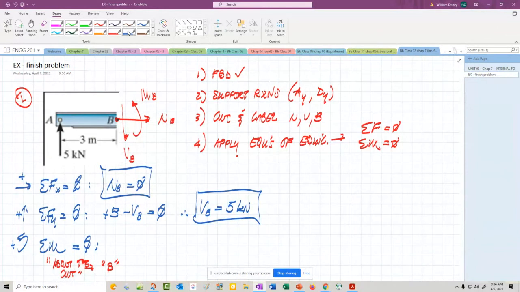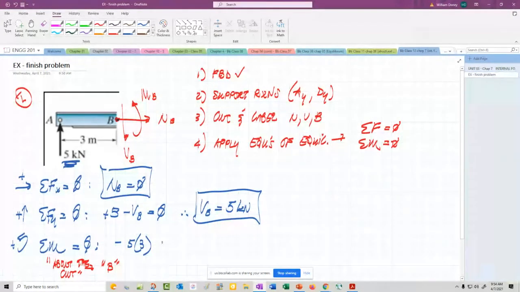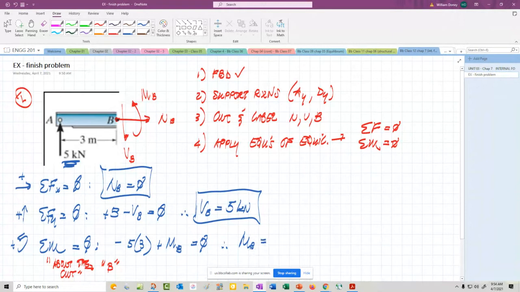So summing the moment about the cut is going to give us minus 5 times 3, that's from this over here, plus the moment at B. That accounts for everybody, equals 0. Therefore, the moment at B equals 15 kilonewton meters. And that's our solution.